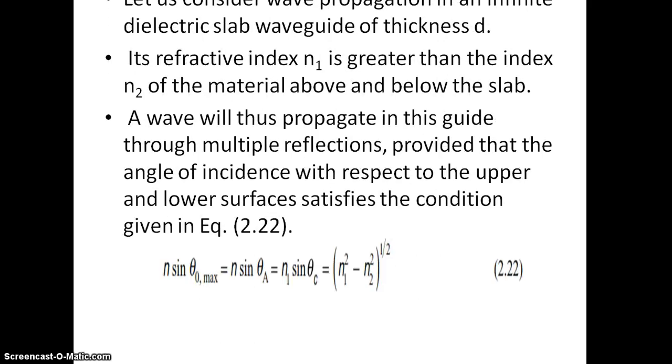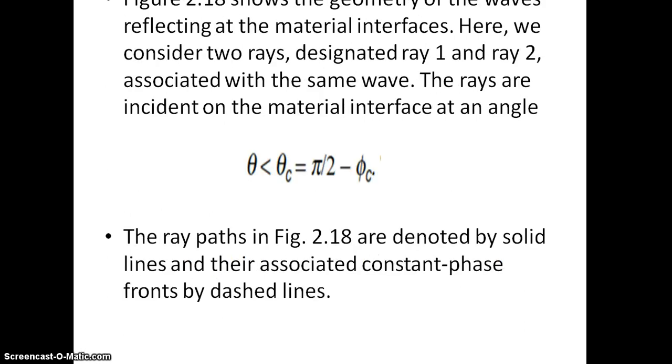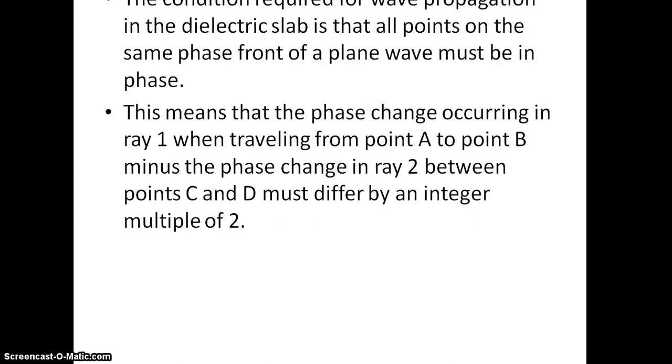Okay. So N1, as we know, is the refractive index of the core, which is greater than N2, the refractive index of the cladding. So here we are considering a cylindrical fiber. N1 is considered greater than N2. So N sin theta max equal to N sin theta A equal to N sin theta C equal to root of N1 square minus N2 square. So this is the acceptance angle, and theta less than theta C equal to pi by 2 minus phi C.